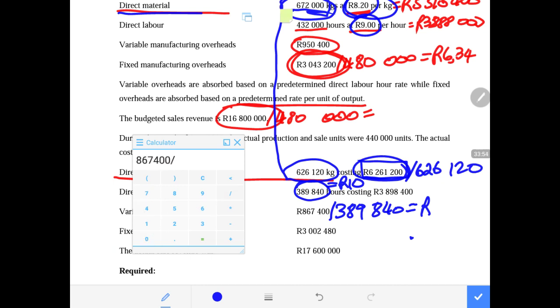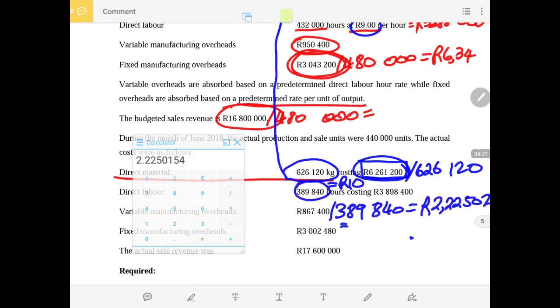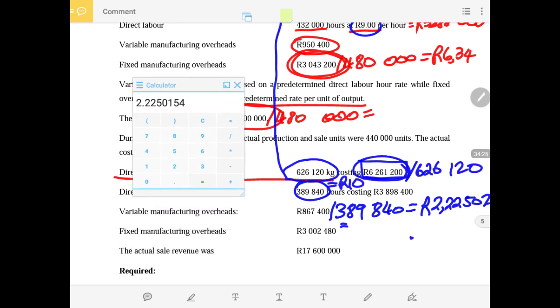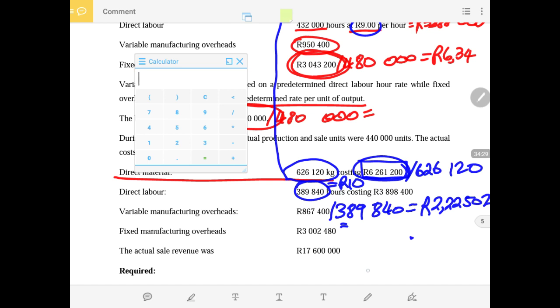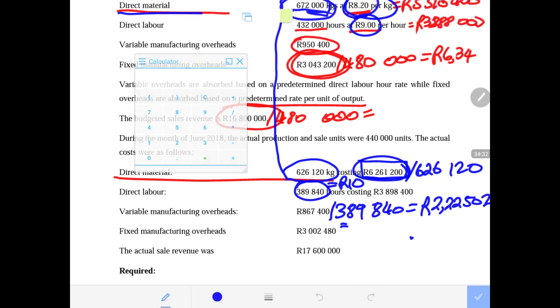867,400 divided by 389,840, and this gives me an amount of 2 rand 23 cents, if I may say so. But I prefer to take it at least to 5 decimals, because the rounding off was not specified. 5 decimals is preferable when it's not clearly specified, but 2 decimals can also be okay. And the penalty on the rounding off will definitely not be there. Therefore that will be the variable overheads per labor hour.